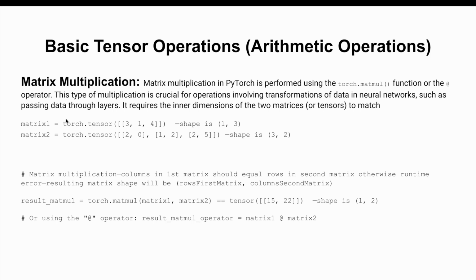For instance, we have this tensor here called matrix 1, and it is of shape, it's one row. We have one row here. So it's one row by how many columns? We have 1, 2, 3 columns. So this is 1 by 3.